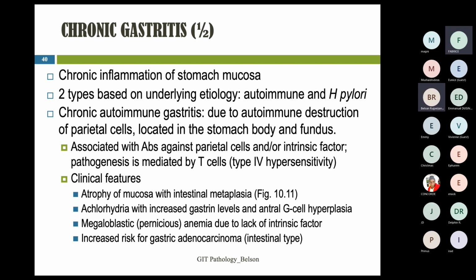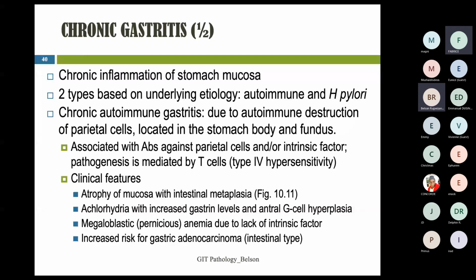So it is associated with antibodies against parietal cells or intrinsic factor. Mwara is muri physiology, ituma habaho absorption of vitamin B12 and so on. So the pathogenesis is mediated by T cells. So in immunology, you have seen the hypersensitivity reactions are type 1, 2, 3, and 4. So 4 is cell mediated. I think type 1 is the one which is the allergy.